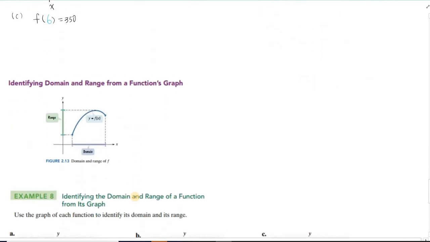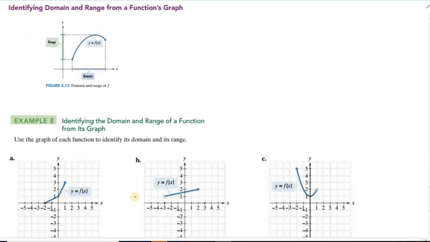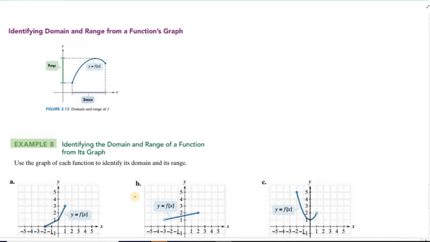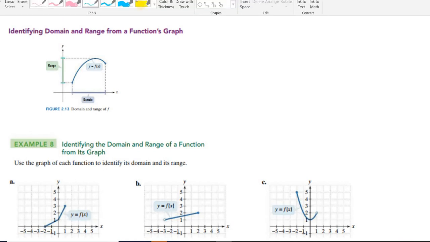Okay, let's look at the next type of question. So here we have identifying domain and range from a function's graph. Last year when I taught this, I found many students struggle with this type of question. Okay, let's make sure we pay attention for this part.